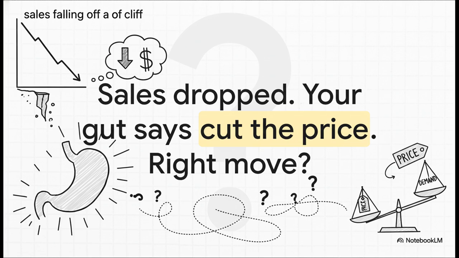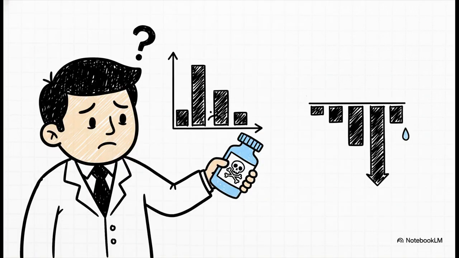This single decision, right here, is what separates a reactive manager from a truly strategic leader. And here's why that's such a dangerous gamble. Jumping straight to a solution without a proper diagnosis, well, it's a bit like a doctor prescribing strong medication without even knowing what the illness is. The wrong prescription doesn't just fail to help, it can be actual poison to your bottom line. You could be destroying your profit margins and cheapening your brand for absolutely no good reason.